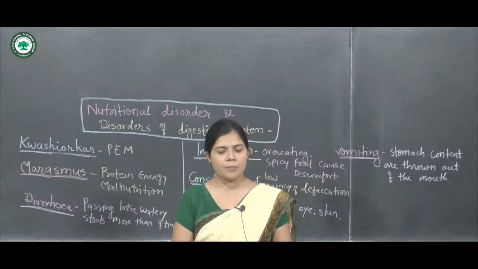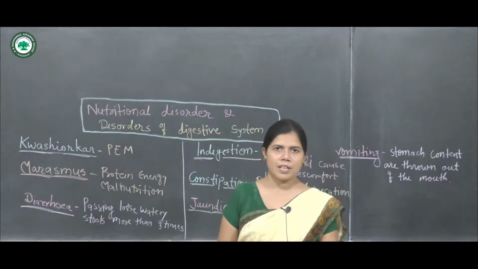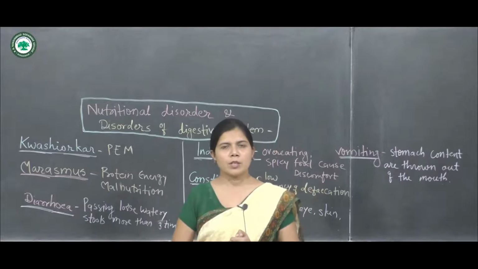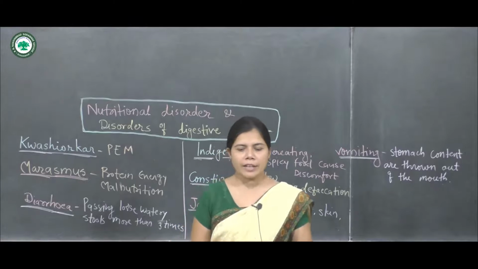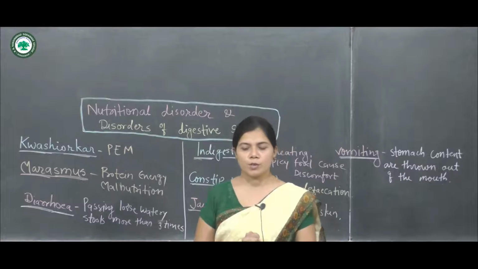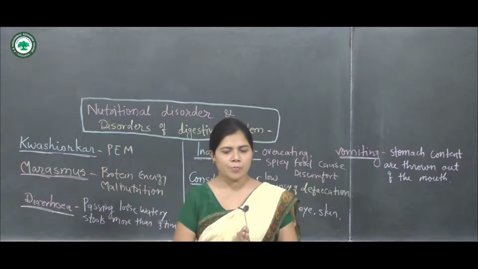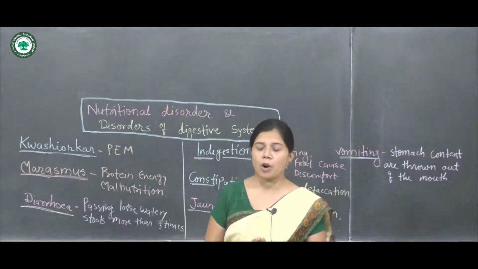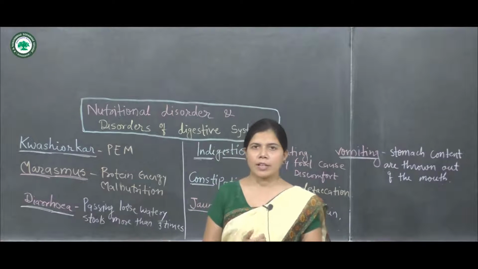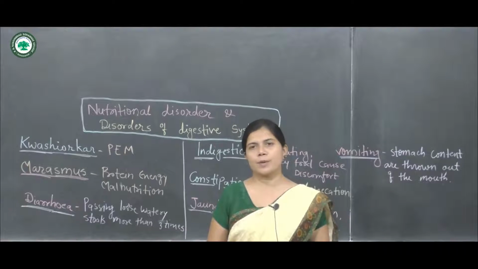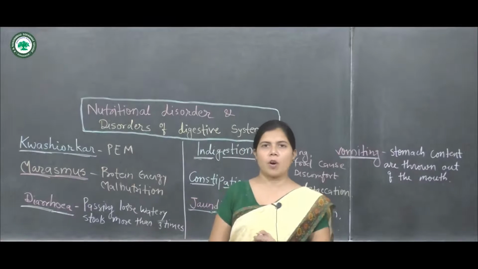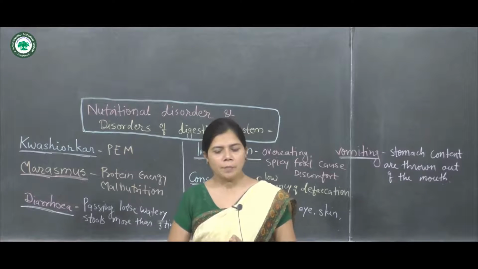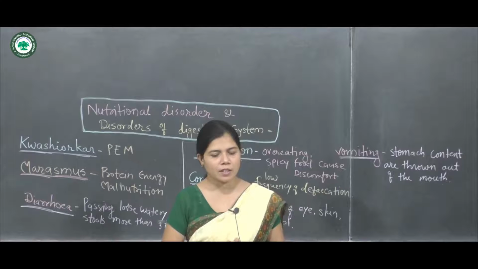The next disorder of the digestive system is jaundice. We all associate jaundice with yellowness of the skin, yellowness of the conjunctiva of the eyes, as well as whitish stool. These are the symptoms of the condition called jaundice. It is the sign of abnormal bilirubin metabolism and excretion.